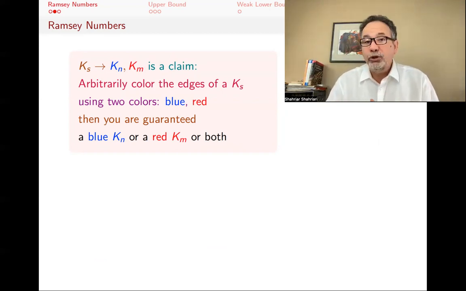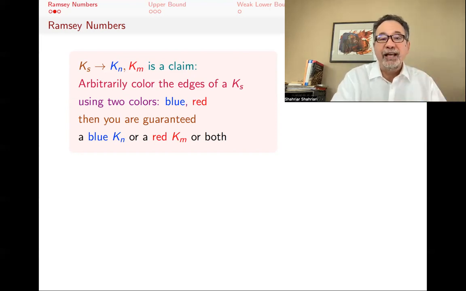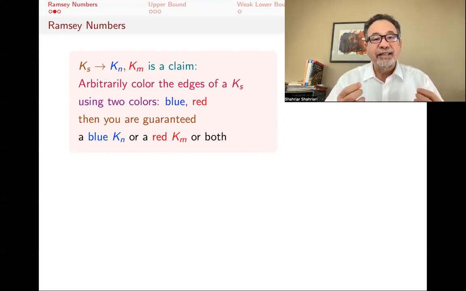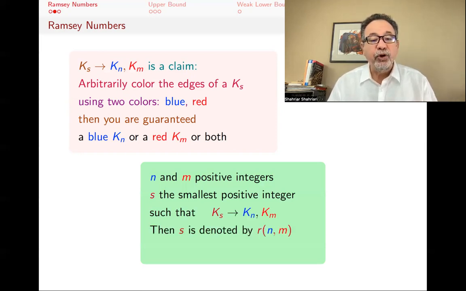Now, this is a claim, could be true, could be false, depending on what s, n, and m are. Ramsey's theorem tells us, the subject of a previous video, that if you give me your wish list, your n and m, then there is an s large enough so that if you start with a K_s and color all the edges in one of two colors, then you're guaranteed a blue K_n or a red K_m. And in fact, the smallest such positive integer for which you have this property is the Ramsey number R(n, m).